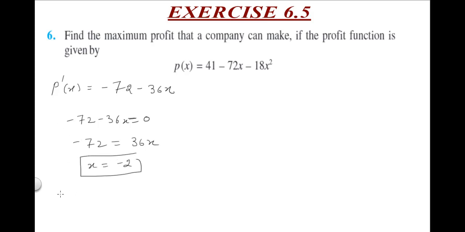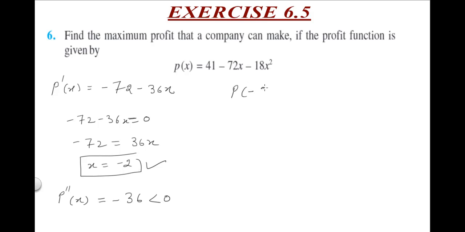Now we will calculate the second order derivative to show that at this point the profit is maximum, and it will be proved only if the second order derivative comes less than 0. So calculating the second order derivative we get minus 36, which is less than 0. Hence x equal to minus 2 is the point of maxima.